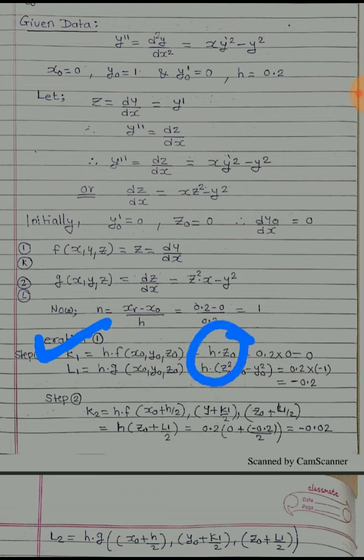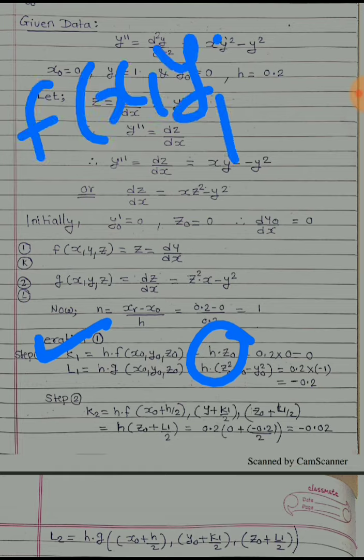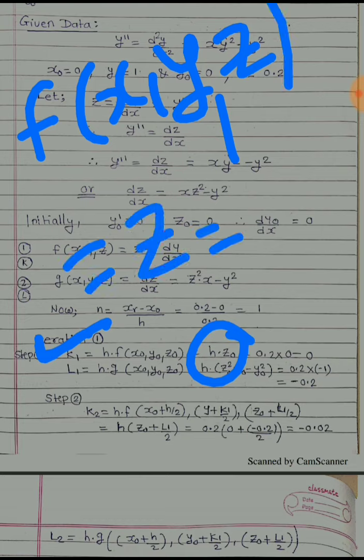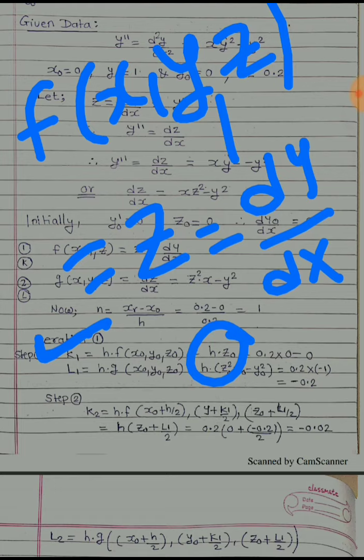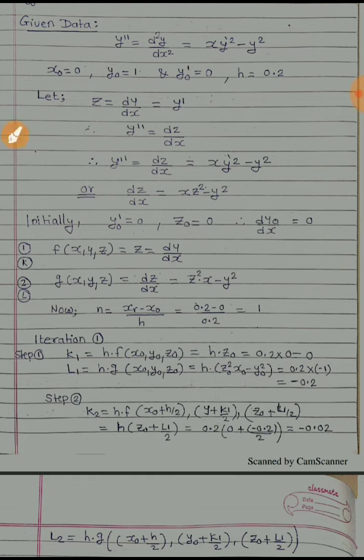We have written h into z0, and where I have got all these things from is that, being a part of the standard procedure, I need to consider f of x, y, z. F of x, y, z is equal to z. What is z generally? Z is nothing but the derivative of y with respect to x, right? So I am considering the z value. If I take this x0, y0 and z0, this becomes z0. The z0 value I know is 0, which is calculated here. Z0 is equal to 0.